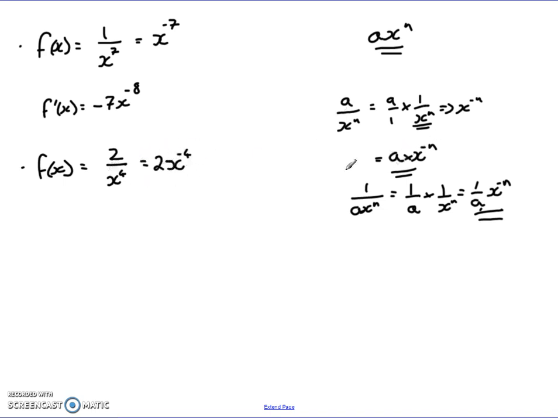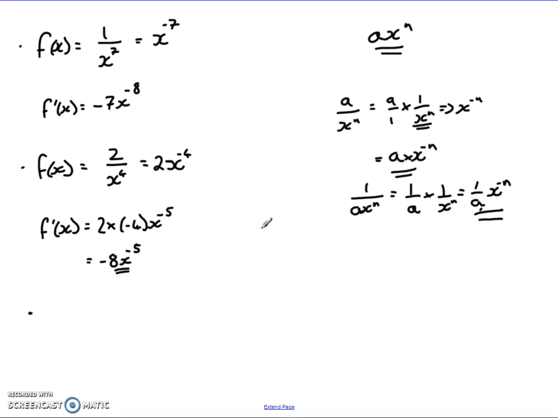And that's what we've done here. This is of this first form, so it's 2 times x to the negative 4. Now we simply do the derivative of what we're after. So coefficient in front, 2, stays the same. Bring the power down, so negative 4x, and then reduce it by 1 to the negative 5. We then simplify the numbers in front. 2 times negative 4 gives me negative 8x to the negative 5.